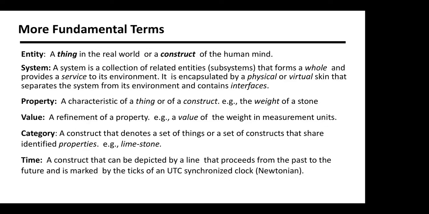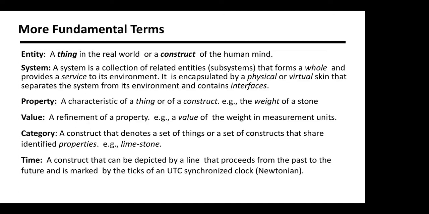Now, what is a system? A system, to me, is a collection of related entities, which are normally called subsystems, that interact to provide a service to the environment. You can think of the system as being encapsulated by a skin around the system, and the skin has interfaces. The interfaces allow the system to interact with the environment, and in the interfaces there are sensors and actuators.